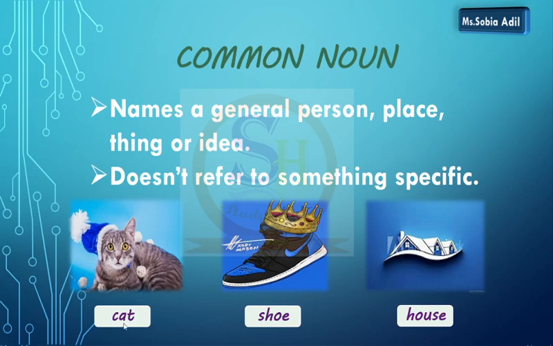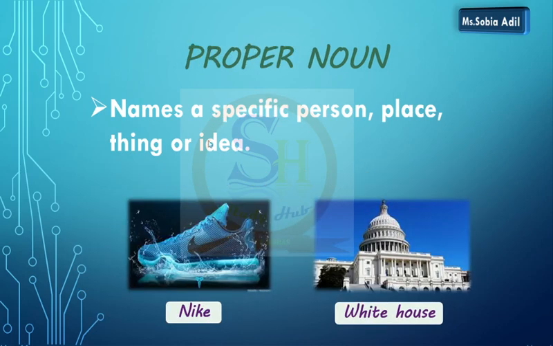फॉर एग्जाम्पल, कैट, शू, हाउस. अब ये आम सी चीज़ें हैं, राइट? देखने को आम सी चीज़ें हैं, तो इनके लिए जो हम वर्ड्स यूज़ करते हैं इनको कॉल करने के लिए, दोज आर बेसिकली द कॉमन नाउन्स. नेक्स्ट वन इज अ प्रॉपर नाउन. इट नेम्स अ स्पेसिफिक पर्सन, प्लेस, थिंग और आइडिया.